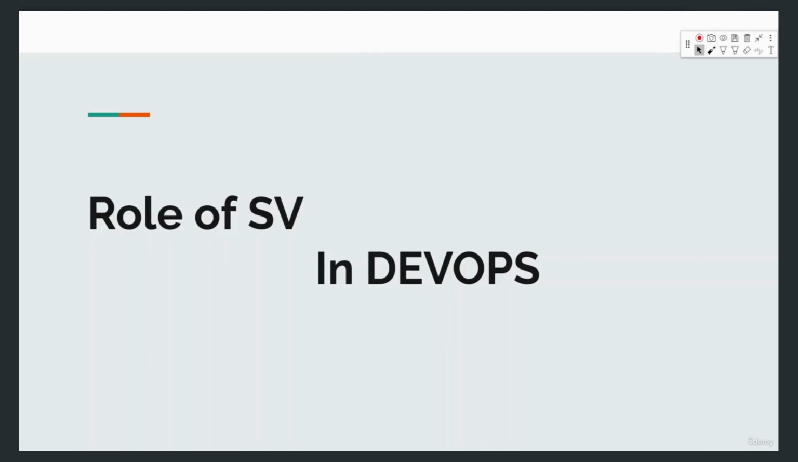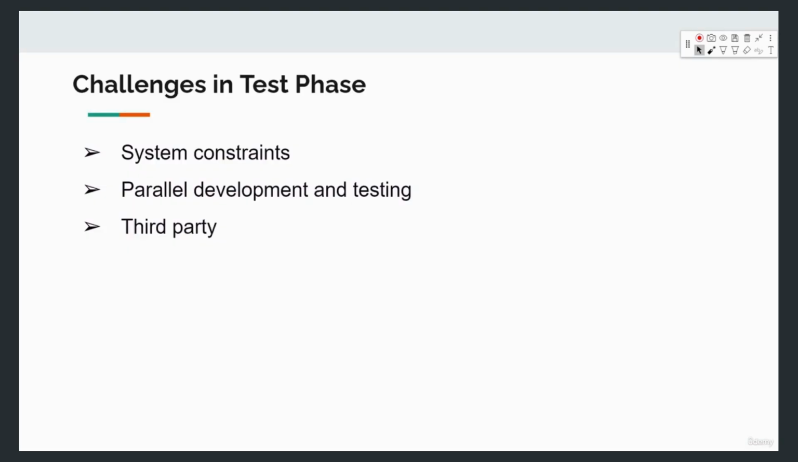So now we will be moving forward to the most important topic. We will be discussing the role of service virtualization in DevOps. So how service virtualization plays an important role in DevOps, and what all criteria SV fits in the DevOps. So let's start. One more thing here: we have already discussed the DevOps model and DevOps approach, right? So we have the most important 4 phases there, that is the testing phase.